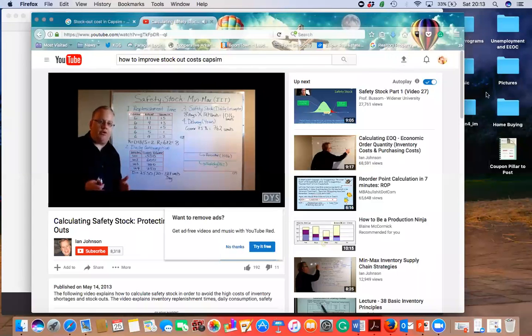Location is only one portion of your replenishment time. In this case, we're talking about the time it takes to generate a purchase requisition, to get it approved, to email it out to your vendor, the delivery time from your vendor, the incoming inspection time, and the time it takes to put it on the shelf, okay?